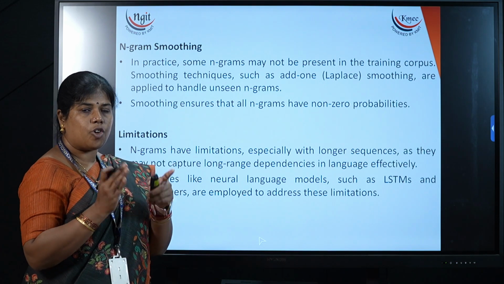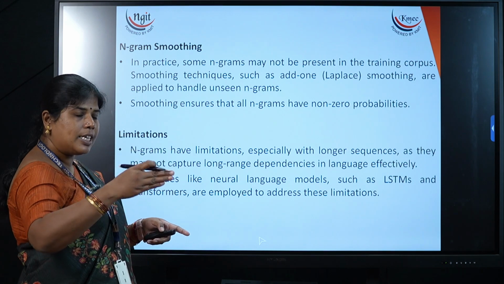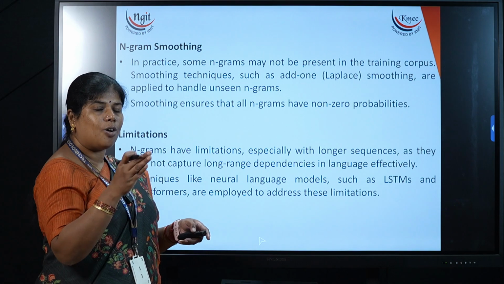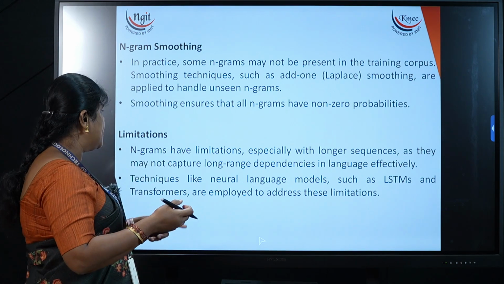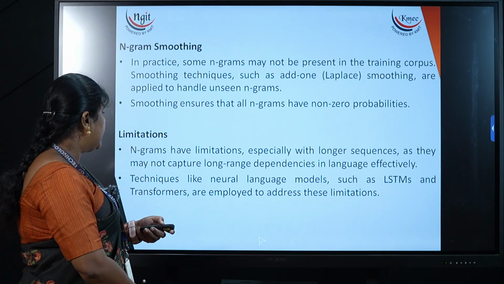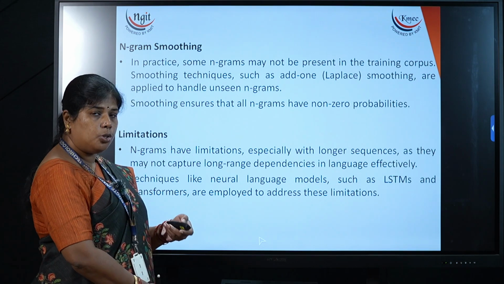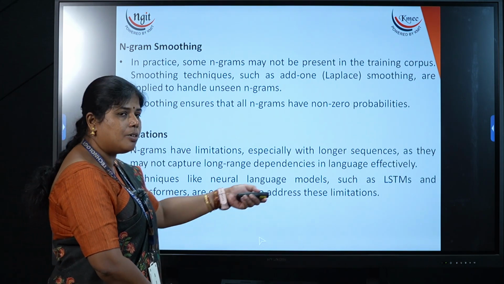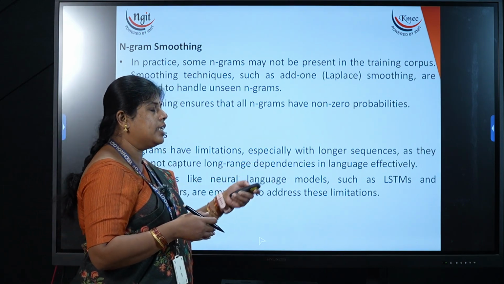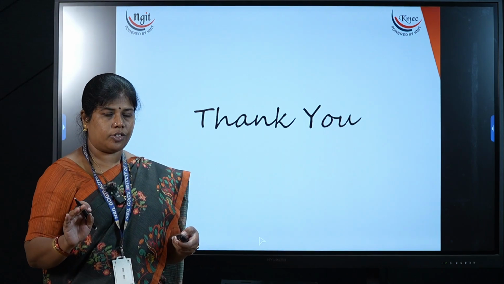Now, the drawback of n-grams is that when you have longer sequences, when your text is of more length, then that longer sequence is not represented effectively with the n-gram data structure. In neural language models, LSTMs and transformers are used to address these issues. In an LSTM, you have a memory cell which stores the previous results, so in that case it is useful. So this is all about the n-gram data structure. Thank you.